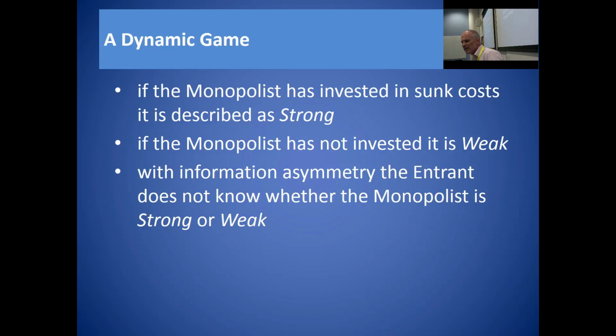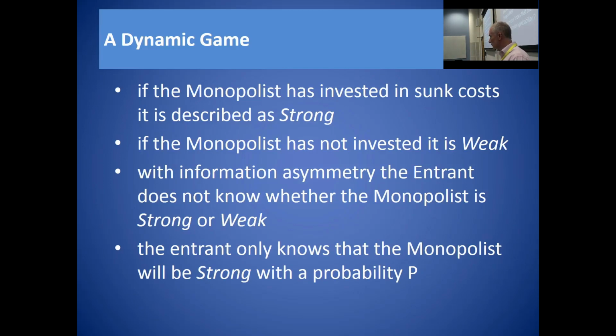Where is the information asymmetry? The information asymmetry is that the entrant does not know whether the monopolist has invested in these sunk costs. It does not know whether it's invested, for example, in excess capacity, or it's built up this brand loyalty. The monopolist itself obviously does know. It knows whether it's strong or weak. The potential entrant doesn't.